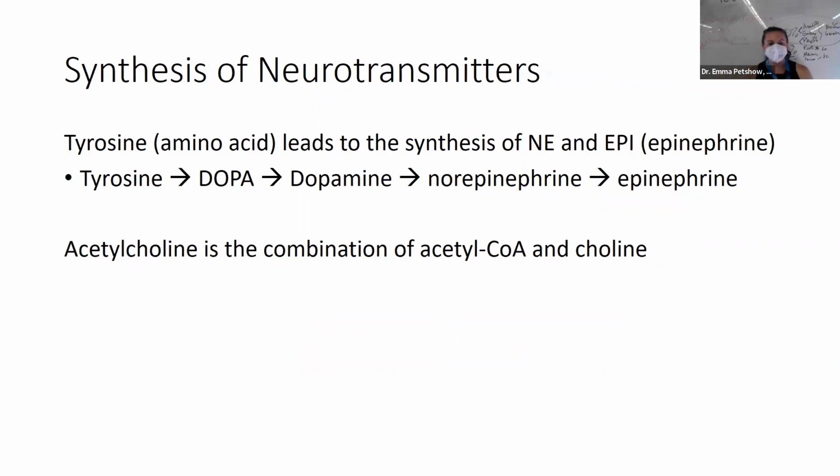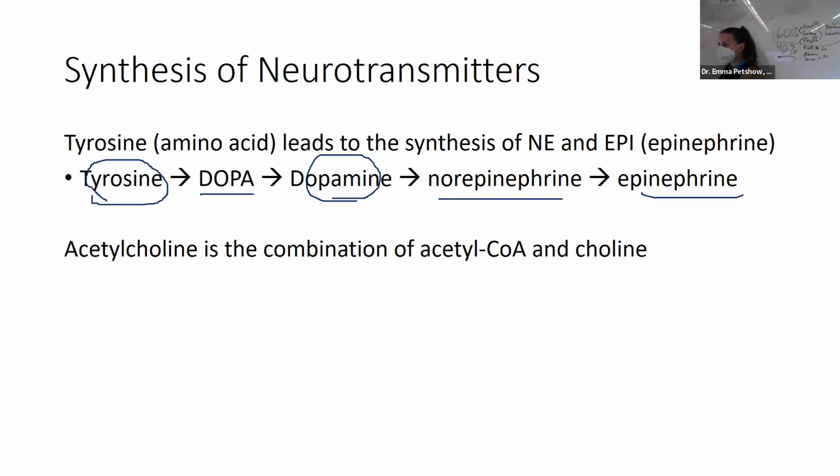The synthesis of norepinephrine: tyrosine leads to dopa, leads to dopamine, leads to norepi, leads to epi. That's your synthesis. Versus acetylcholine, like we mentioned before, is your combo of acetyl-CoA and choline itself. And so anything upstream from norepinephrine or epinephrine, if you have a deficiency in dopamine, or an issue with dopa or an issue with tyrosine, it can affect your production of those two catecholamines, those two neurotransmitters, which then could change your sympathetic function. That's a common question as well, both NPLEX 1 and NPLEX 2, actually.